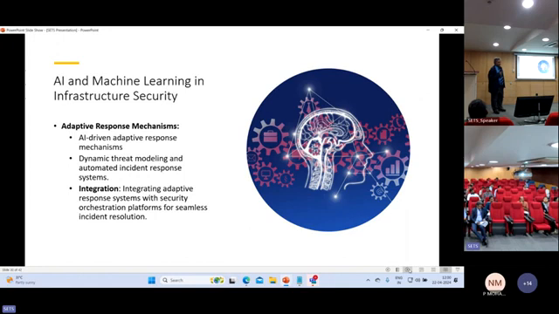Now, AI and machine learning in the adaptive response mechanism is very important. What I'm going to stress now is that in our AI-driven approach, the adaptive response mechanism takes into account dynamic threats that change every minute, and what automated incident responses can be done. The integration part of it is the adaptive response system with security orchestration platforms for seamless incident resolution. This is the most important system, which is very unique to our method.